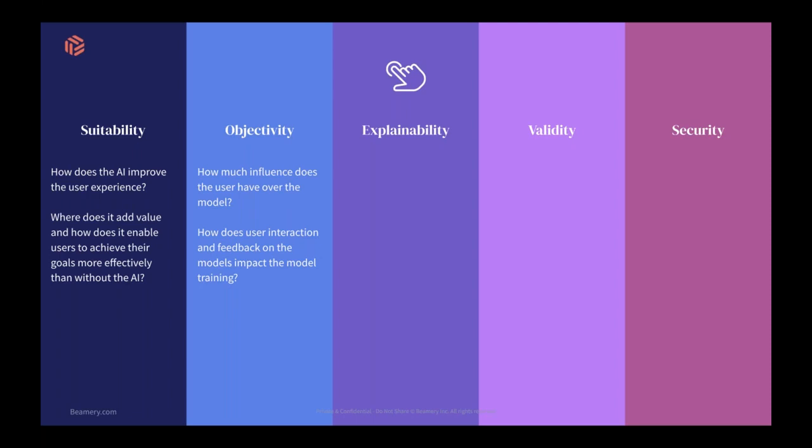but also understanding on the flip side, how does the user interaction and feedback on the models impact the model training? So getting feedback from the users is still important. So is there a process in place where that feedback is taken, and what thresholds are created for us to then use that feedback and say, yes, you know what, it's time we improve the model based on the feedback that we are seeing. On the explainability side, how is the AI explained to users?